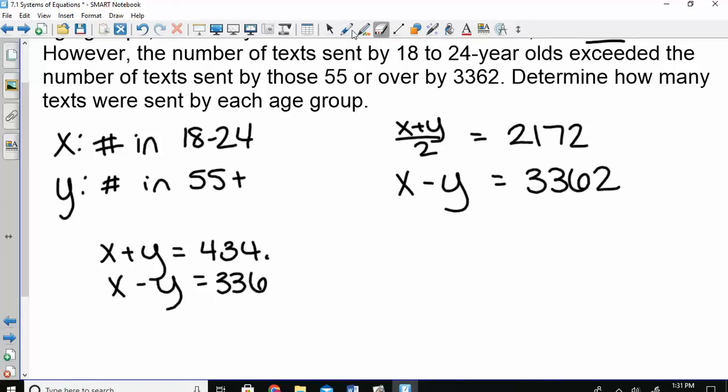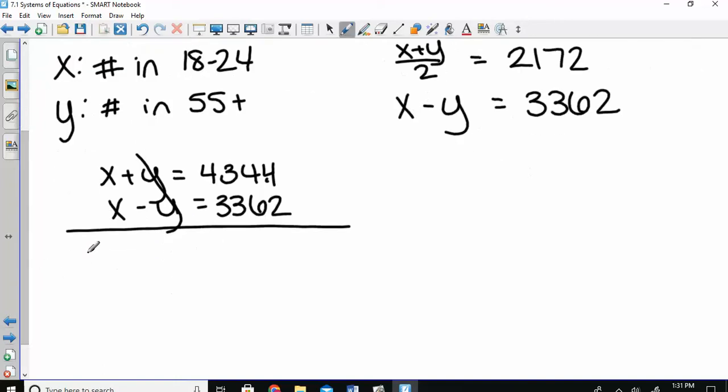That's wrong. What was that? That was 4. Yeah. Okay, so then if we add these, so we get 2x equals 7706. Then divide by 2.